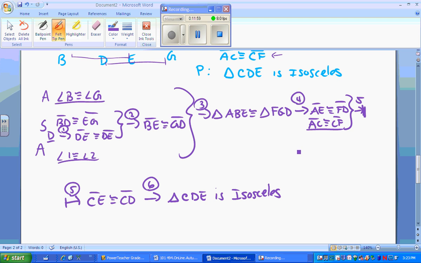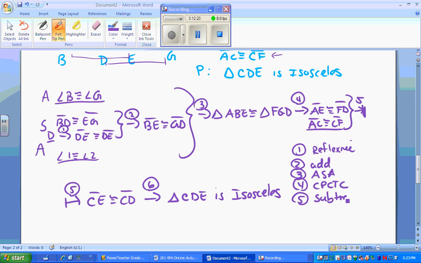We need our 7 reasons. Reason 1 is reflexive. Reason 2, we did addition. 3, angle side angle. 4, CPCTC. 5, we then did subtraction. And 6, you know what it means to be isosceles because we just talked about it. So we got definition of isosceles triangle. There's your lesson on 3.6.